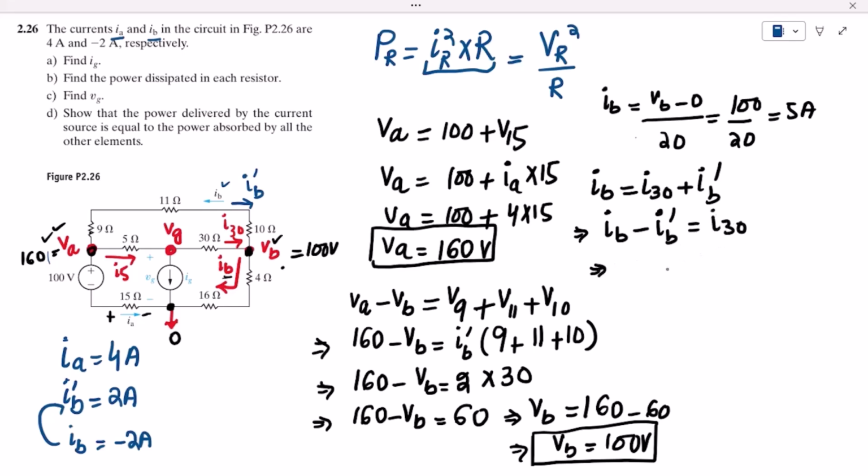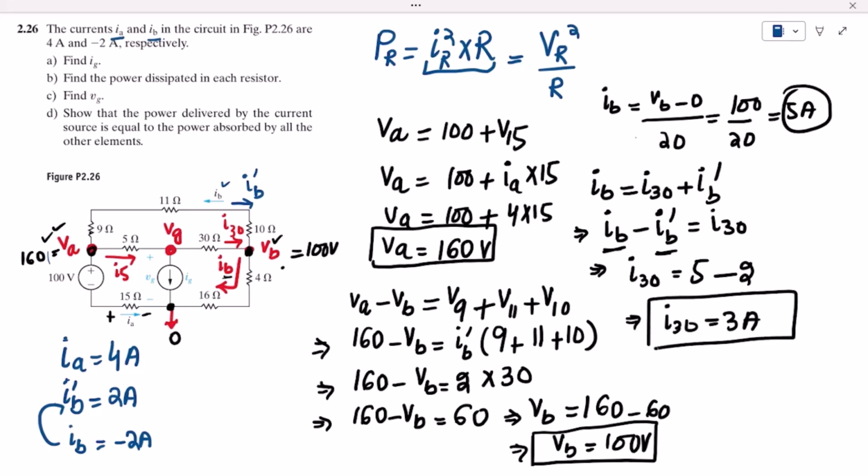To find out the value of I30, let me write the value of IB, that is known, and that is 5 amperes, minus the value of IB prime, that is 2. So the value of I30 is 3 amperes. This current is now already known. Now this current is known, and to find out the value of this current, which is I5, what do we have to do?